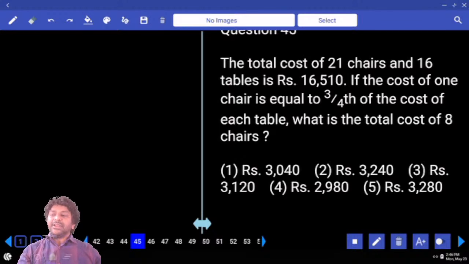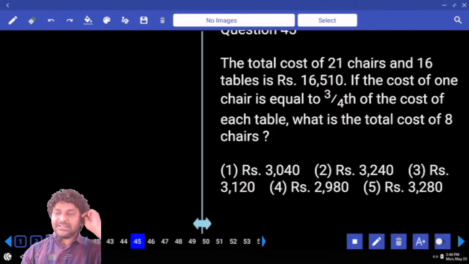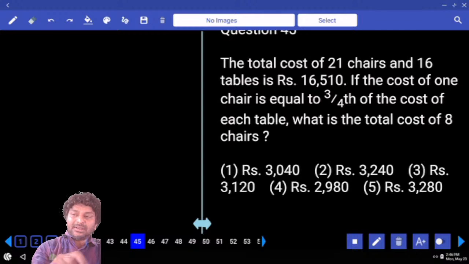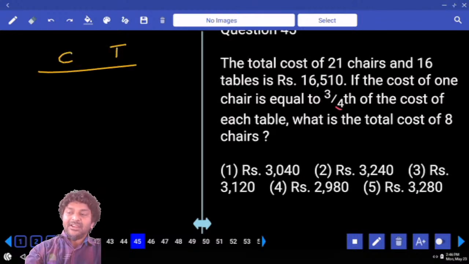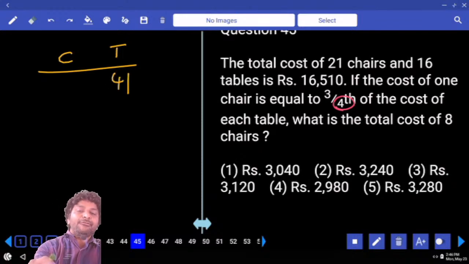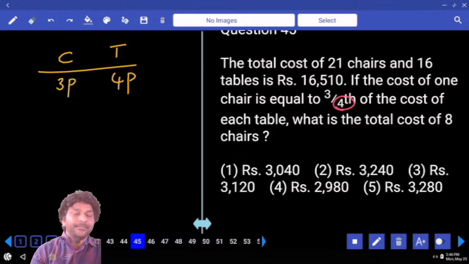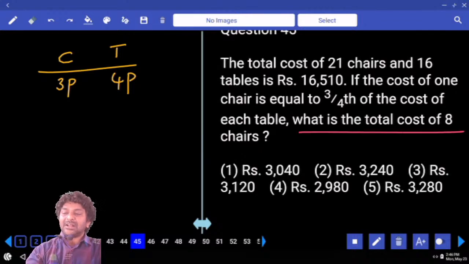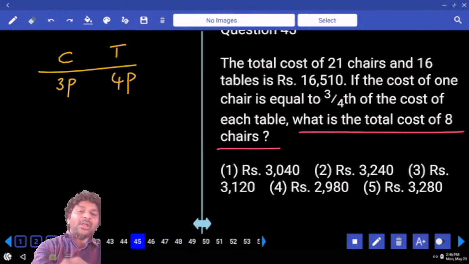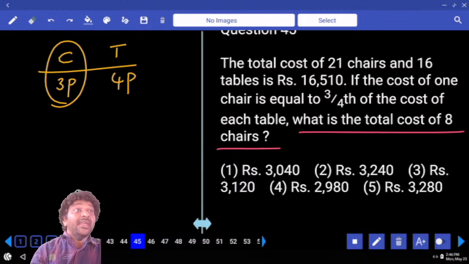The total cost of 21 chairs and 16 tables is 16,510. If the cost of a chair is equal to 3/4 of the cost of the table, now we have chair and table. 3/4 they said. Denominator, how much is the denominator? 4. So if table price is 4 parts, chair price is going to be 3 parts. Now, what is the cost of 8 chairs? One chair cost is 3 parts. 8 chairs means 8 into 3, that is 24 parts, right?